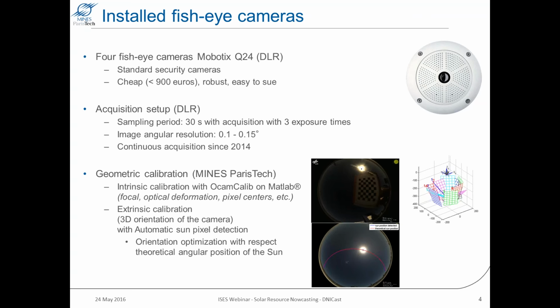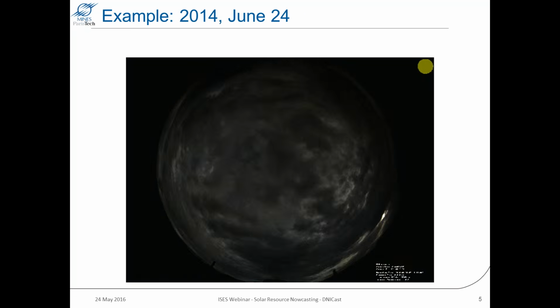etc. of the camera. Then, looking at the comparison between the theoretical position of the sun and the one that has been detected on the images, we did extrinsic calibration, which means that we have assessed the 3D orientation of the camera, and then you have a complete geometric calibration.